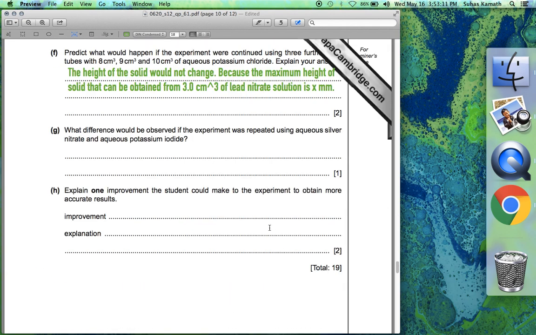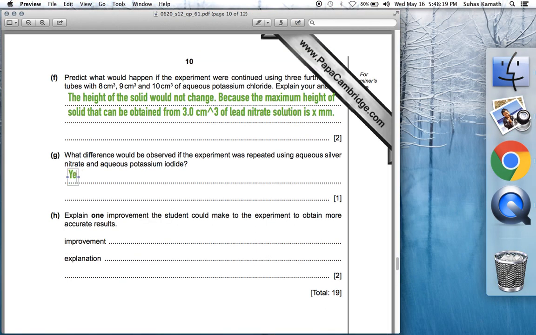So what difference could be observed? The experiment was repeated using aqueous. What will be the difference? There will be a yellow precipitate.